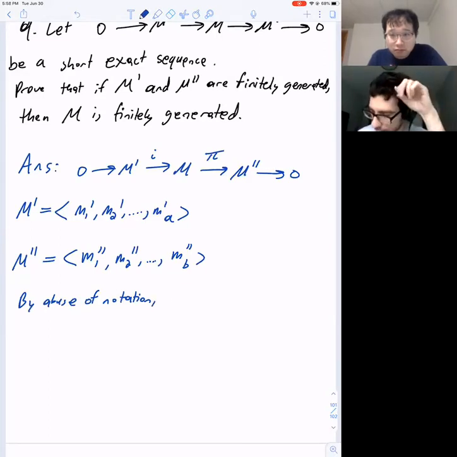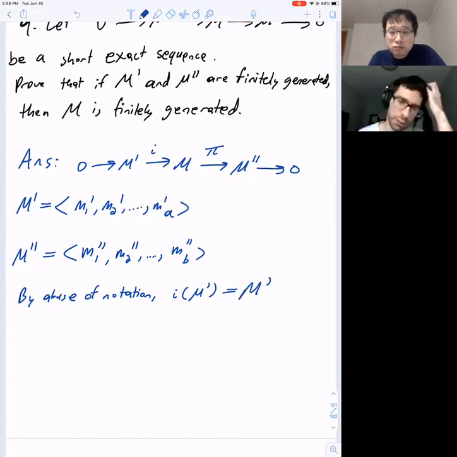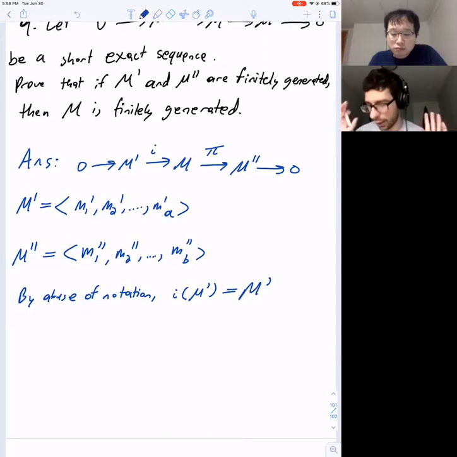I will say that I of M prime, because I is injective, I of M prime is isomorphic to M prime. I would just say they're equal. It's 100% the same thing. It's no big deal. So let's just forget M prime as being a distinct module. Let's just say it's a submodule of M. Okay, so now what?